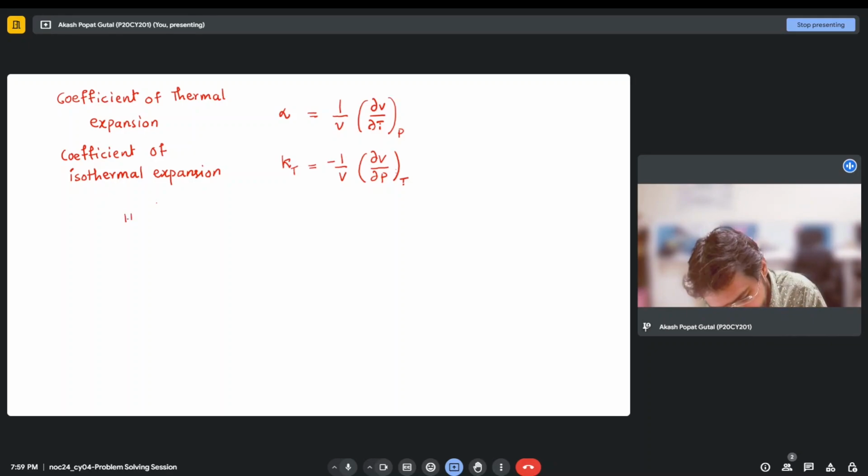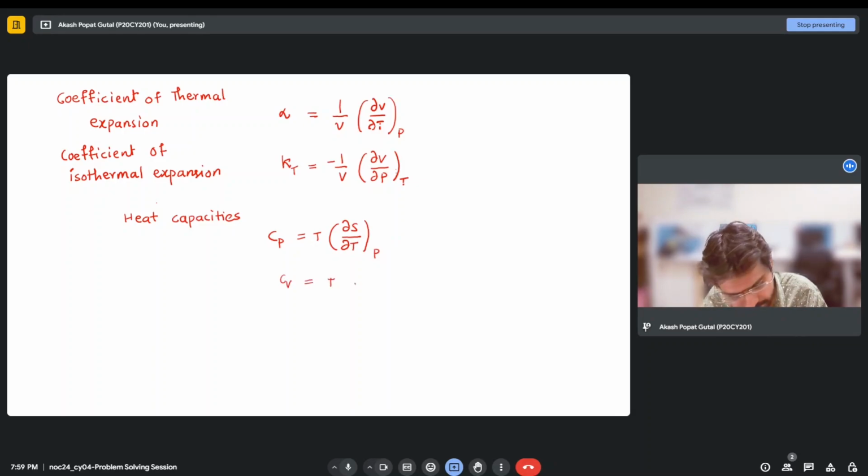And we have defined the heat capacities. Cp in terms of entropy and temperature. Cv as T delta S by delta T.